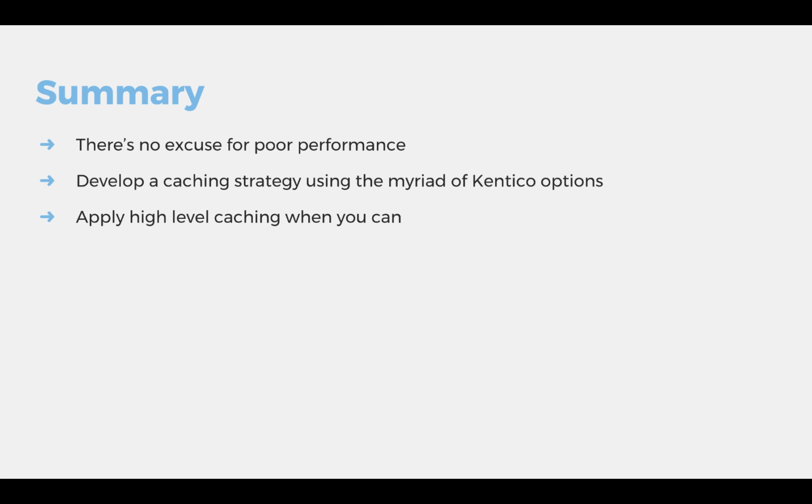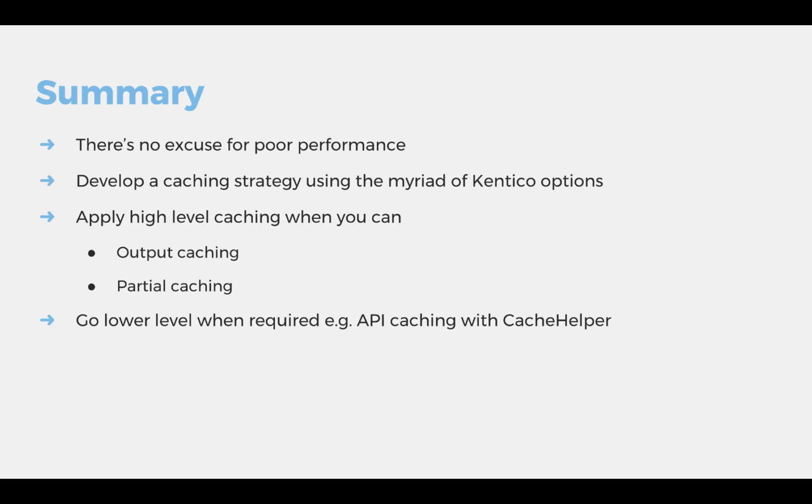In summary, there's no excuse for poor performance. You should develop a caching strategy using the myriad of Kentico options. Apply high-level caching when you can, so that's output caching for full page HTML, or partial caching for component HTML or web part HTML, and go lower level when it's required, e.g. using the API caching with Cache Helper. Finally, make sure you monitor your SQL and cache usage while you develop. Don't wait until the end. It's going to cost you more time to actually be able to find out what it is that's causing the problems. Do it as you're developing.